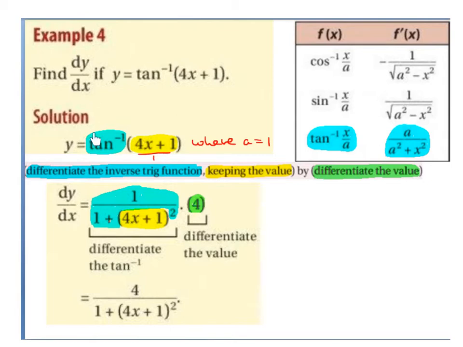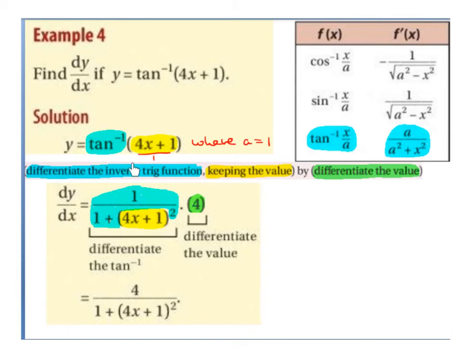So if we have tan inverse and we have something over 1, that something is the x, so we have tan inverse of x over a. So the x is 4x plus 1 and the a is 1. Then the derivative of that is a over a squared plus x squared. So remember the a is 1. So we have 1 over 1 squared plus x squared. But the x in this case is 4x plus 1. And we're going to keep the value. So we have 4x plus 1 in brackets.